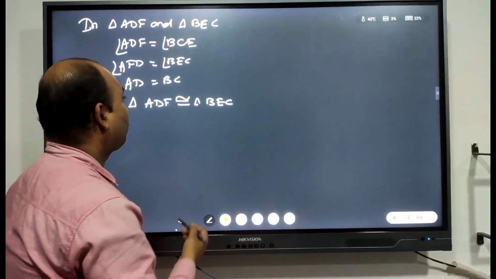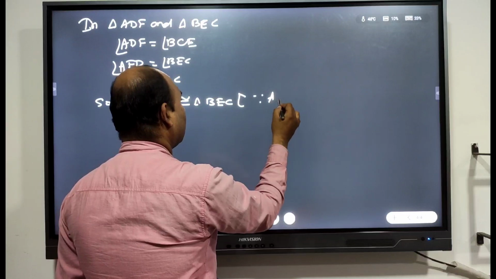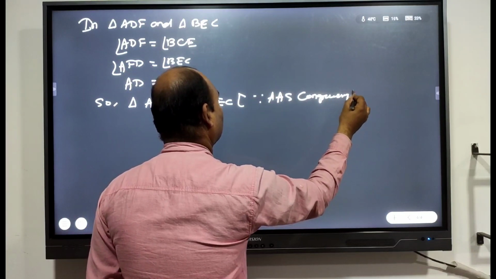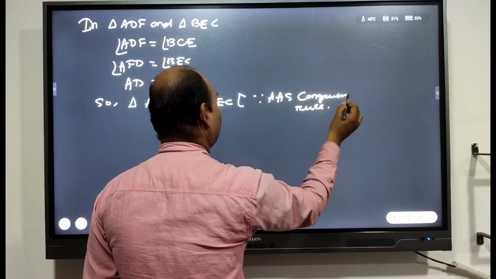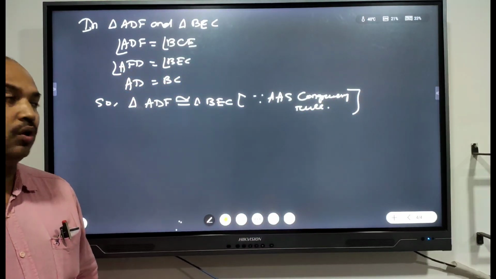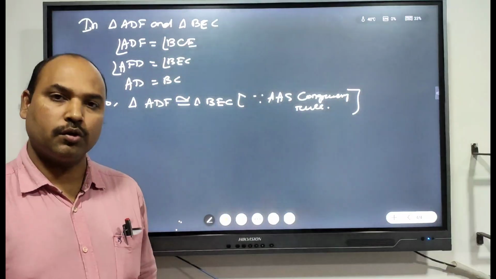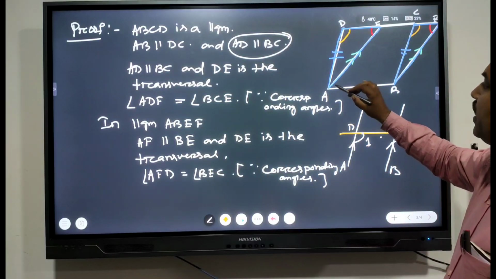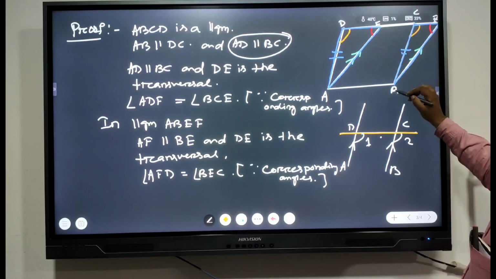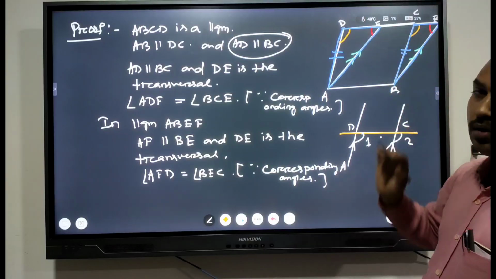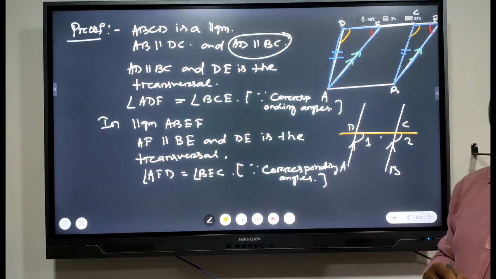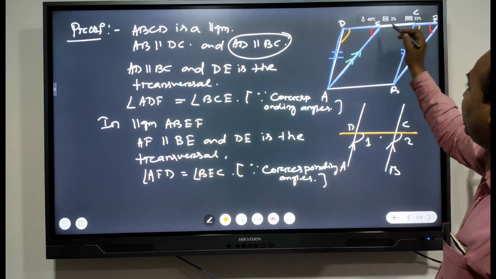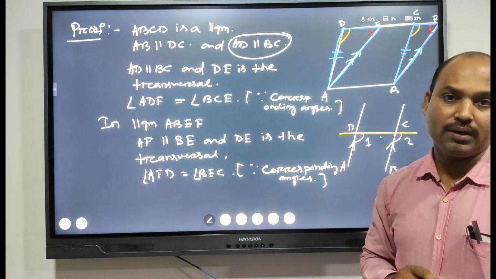In which criteria? Why is it congruent? Because of the angle side congruency rule. We prove that these two triangles, ADF triangle and BEC triangle, are congruent. But we have to prove that ABCD and ABEF parallelograms are equal in area.